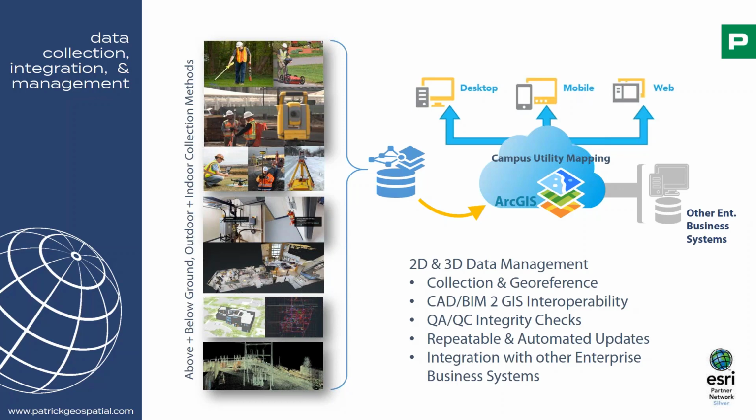And we work together following a common format for how we do above and below ground data collection, as well as outdoor and indoor. We do all these methods so that we're channeling that information into a common model that is location-based, that we then reconcile and pull into the final ArcGIS campus utility mapping system. The other thing that usually happens during this phase 2 is we integrate with other business systems. So this is where the integration with your asset and maintenance management systems typically occurs as well.